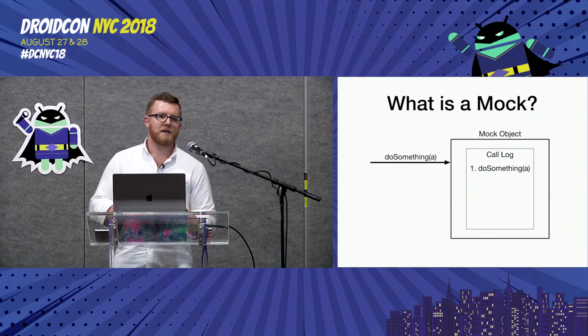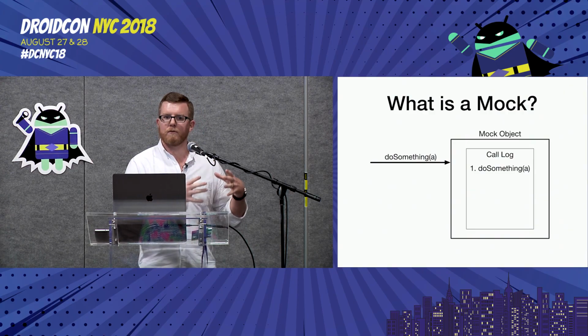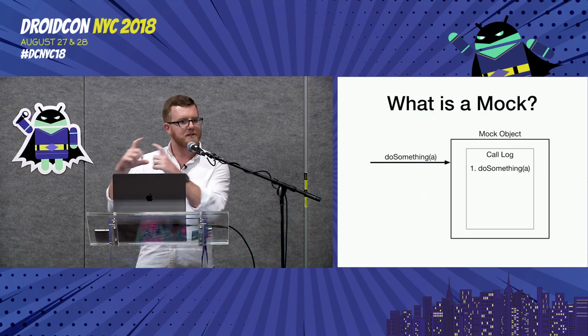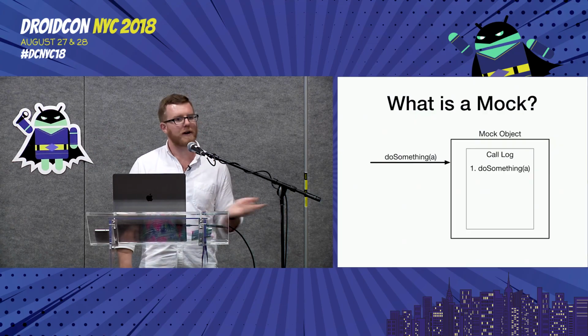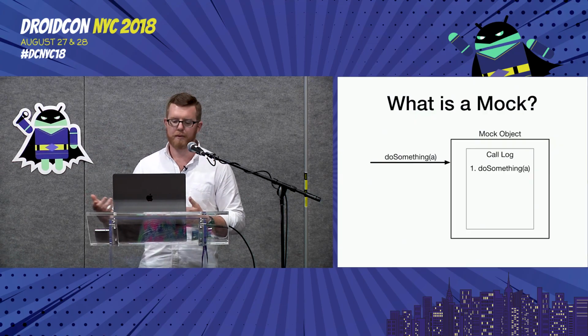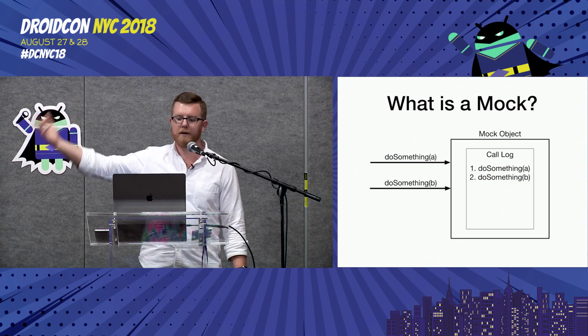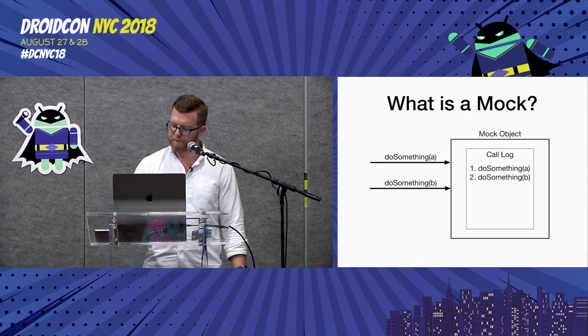A mock is an object that simply records what you do to it. So in this case, I have a mock object. It has a little log that it keeps. So if I call the method do something, pass in parameter A, it'll say, oh, hey, I'm just going to write that down. So do something A. If I say, hey, do something B, it will also record that.